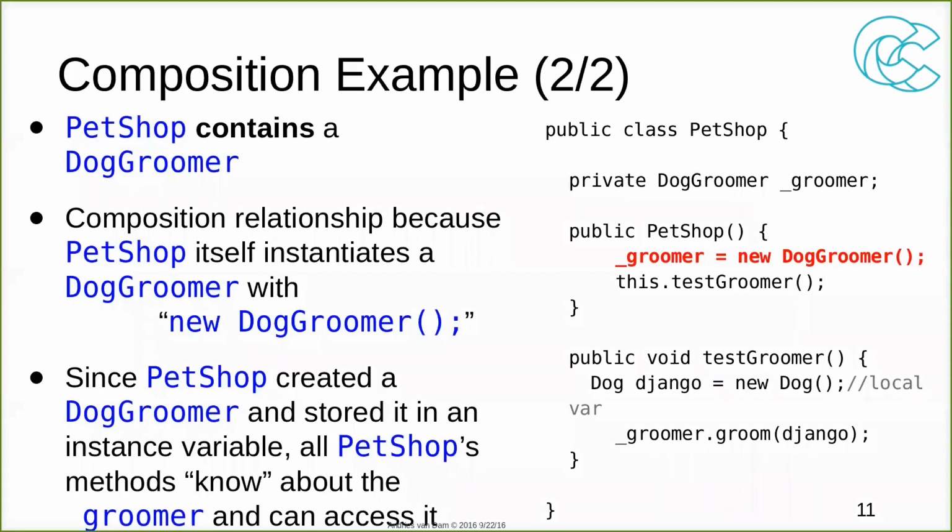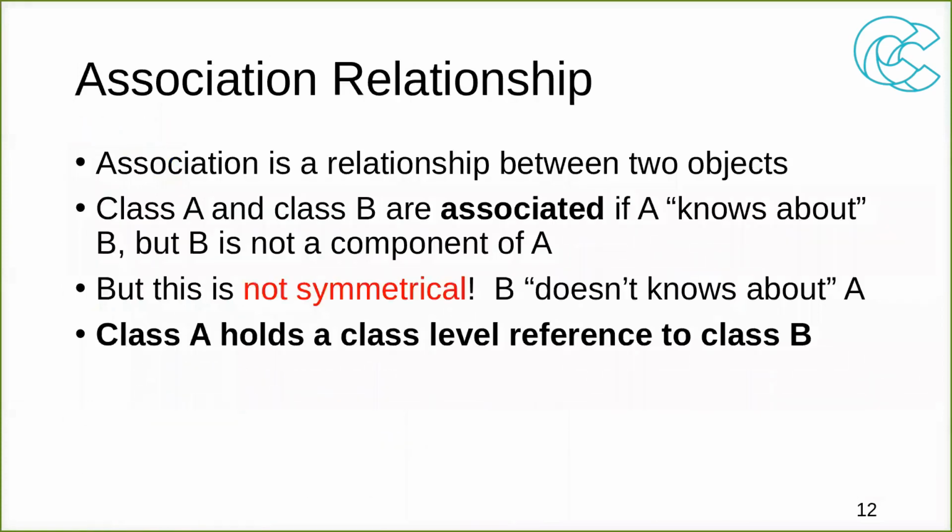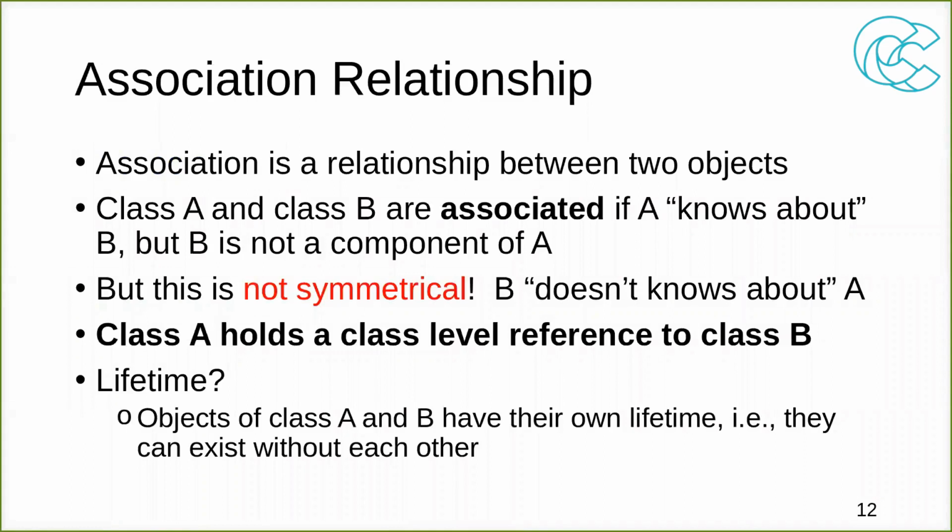So shall I move on? Okay, so the second type of relationship is what is called association. In association, it knows about the other instance. So an instance of A knows about the instance of B, but it does not instantiate it. So it's not tied up to the extent that we have seen in composition, where it's tied up pretty closely with each other.